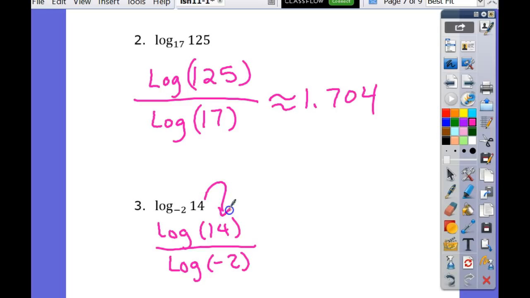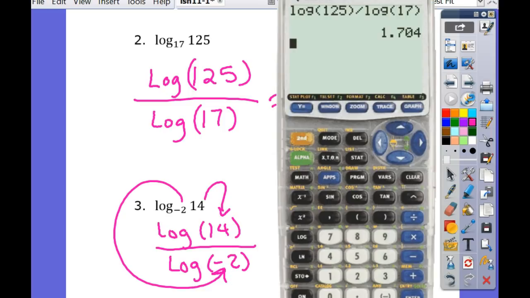The 14 goes on top. The -2 goes on bottom.